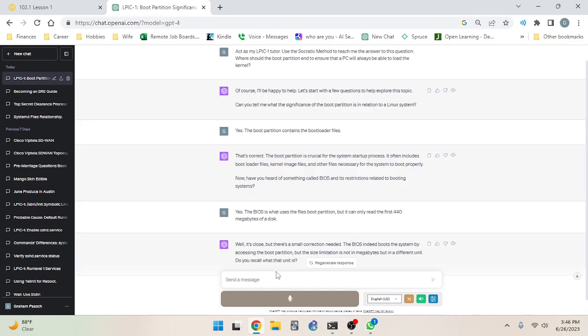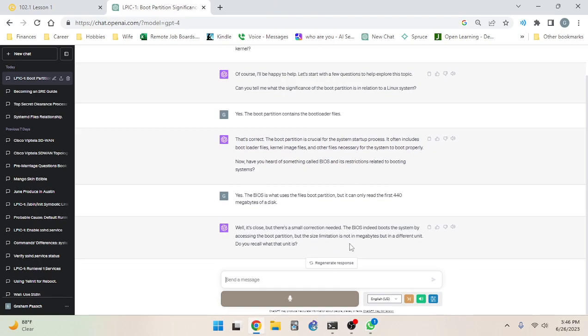Well, it's close, but there's a small correction needed. The BIOS indeed boots the system by accessing the boot partition, but the size limitation is not in megabytes but in a different unit. Do you recall what that unit is?